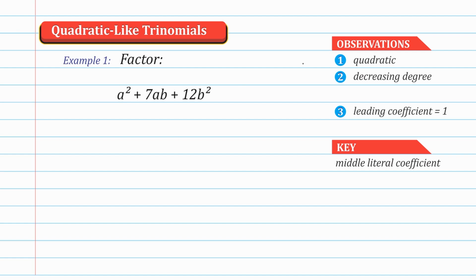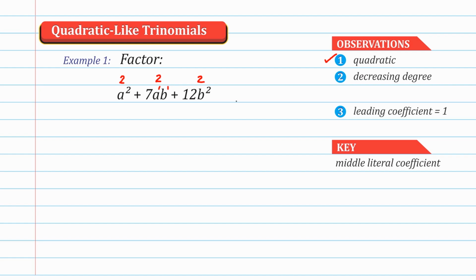First, is it still quadratic? Looking at the first term, it's a squared. So, the exponent is 2. The degree of this is equal to 2. This is still quadratic. How about 7ab? We have 2 variables this time. A has an exponent 1. B has an exponent 1. So, adding these 2, the degree of this second term is 2. Still quadratic. 12b squared, exponent is 2. Therefore, still quadratic. So, in our checklist, yes, this trinomial is still quadratic.